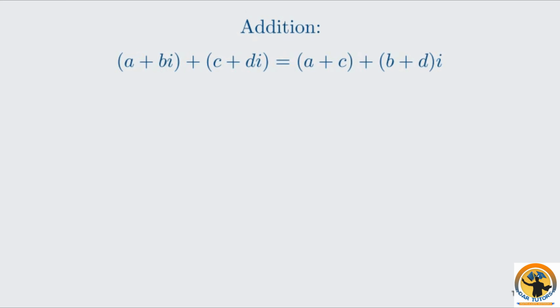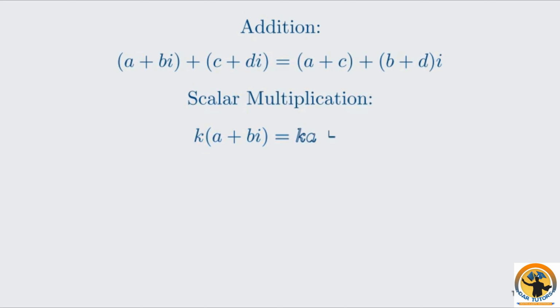Scalar multiplication is just as straightforward. To multiply a complex number by a real scalar k, we multiply both the real and imaginary parts by k. So k times (a plus bi) becomes ka plus kbi. You distribute the scalar.